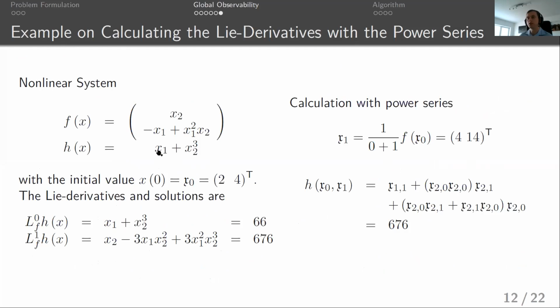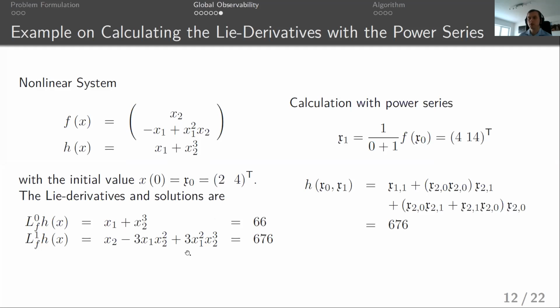Let's consider this nonlinear system, and we have the starting point x0, the first coefficient, which is 2 and 4. If you want to compute your Lie derivatives, we have done this here analytically, and here are the solutions for these Lie derivatives. Now we want to reproduce this solution with our power series. The first one is very simple. We only have to insert this into the output function and get the solution.